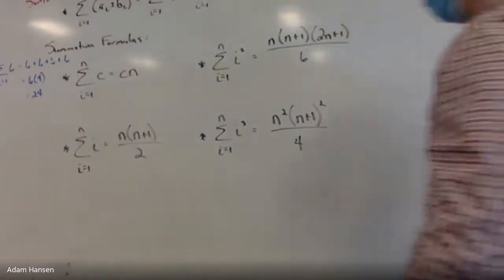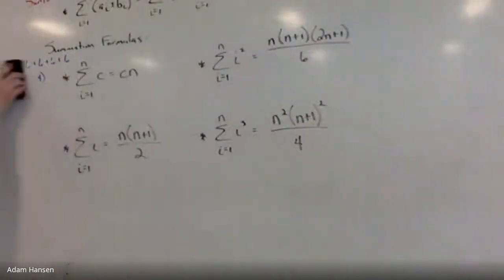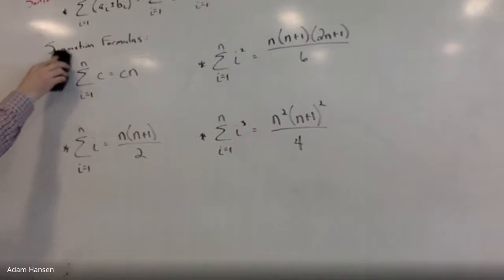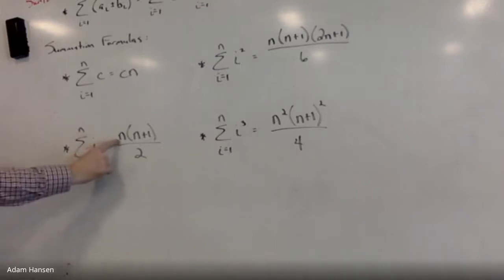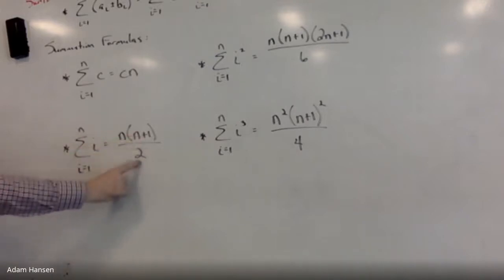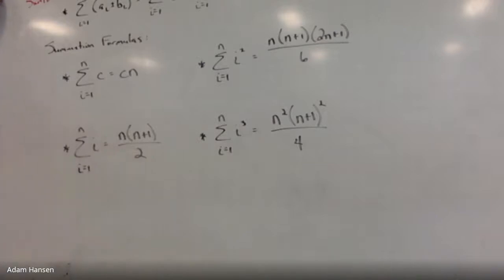The next one is the summation of integers. The summation from i equals 1 to n of i. In terms of n, that's given by n times n plus 1 over 2. The summation of the first n integers would be n times n plus 1 over 2.